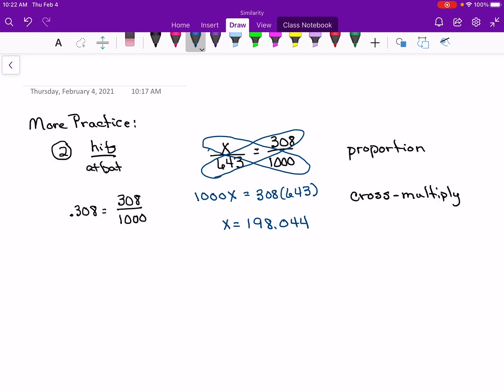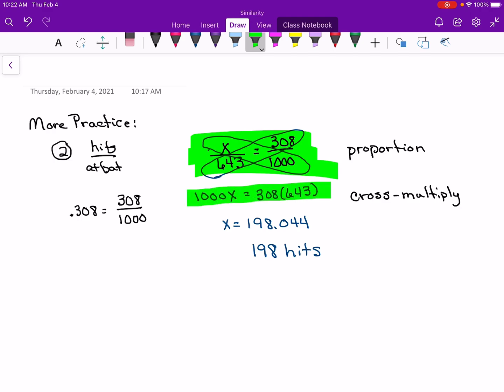You can't have part of a hit. So in this one, it does make sense to round to the nearest whole number. So he has 198 hits. On the exam, what I'm going to look for is, can you set up the proportion? Did you cross multiply to solve? Did you make your answer appropriate, which means if it only makes sense in the nearest whole number that you round it, and did you label? Those are the things that we will be grading.